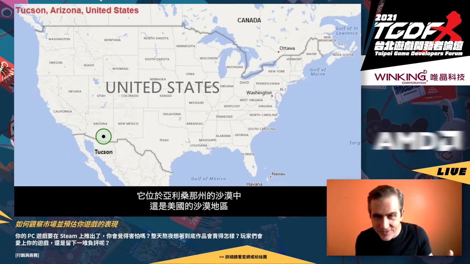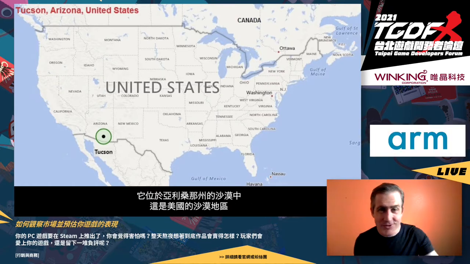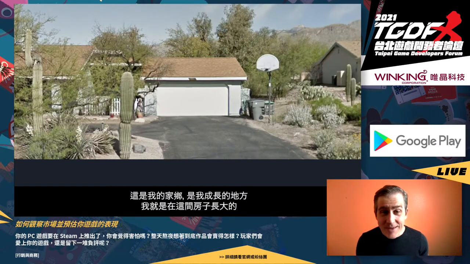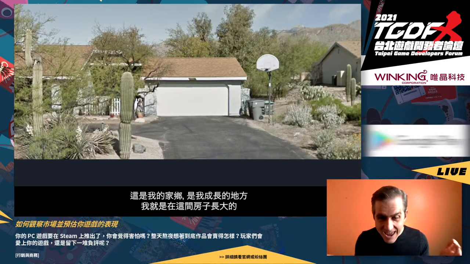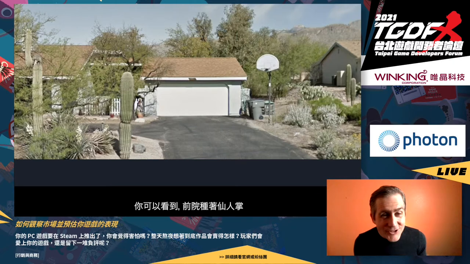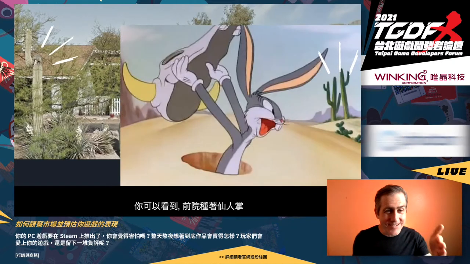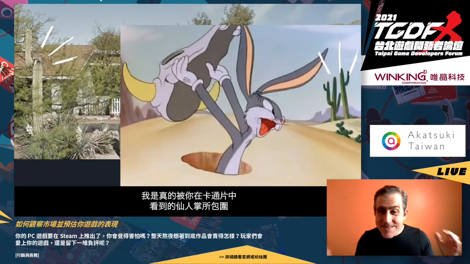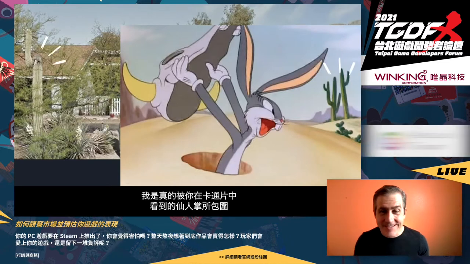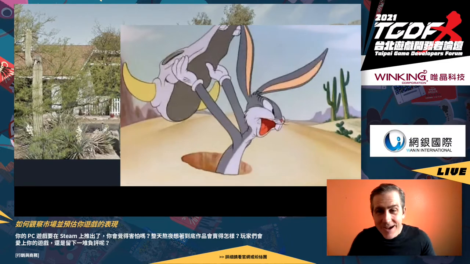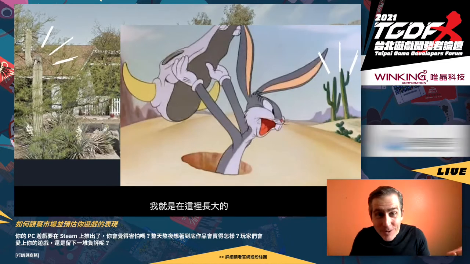It's in the deserts of Arizona, which is the desert area of the United States. This is my hometown. This is where I grew up. This is my actual house where I grew up. And as you can see, there's cactuses right there in the front yard. I am literally surrounded by the cactuses that you see in cartoons talking about the desert. That's where I grew up.